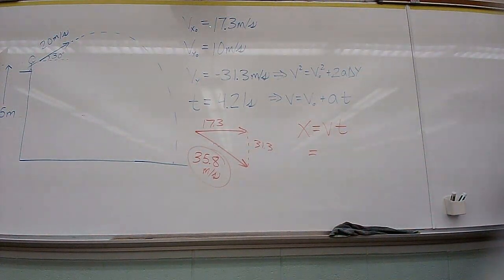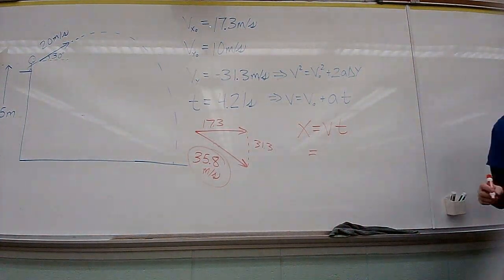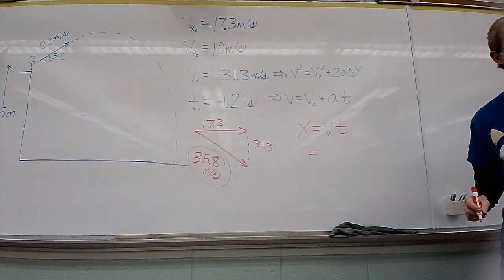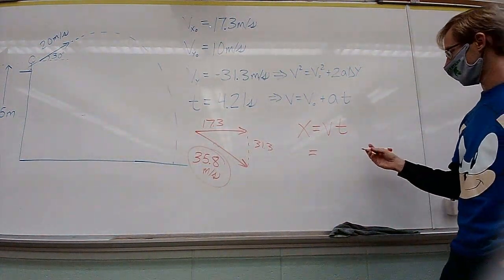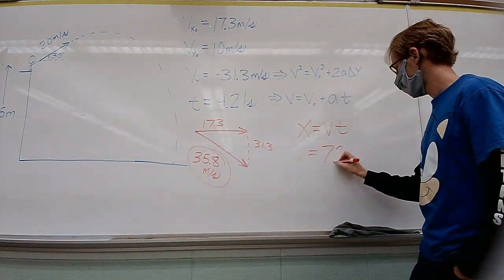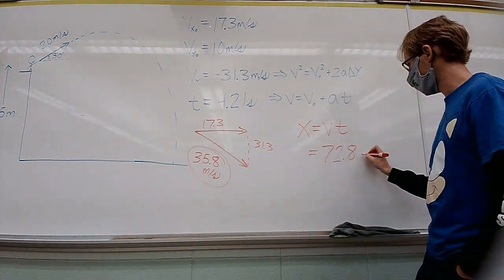I got 2 as well. What'd you get? I don't know. He said 2, so I said I got 2. Okay, nope. 73? 73, yep. Wait, what? How? 72.8. Yeah, if you're rounding to 3 digits, 72.8.